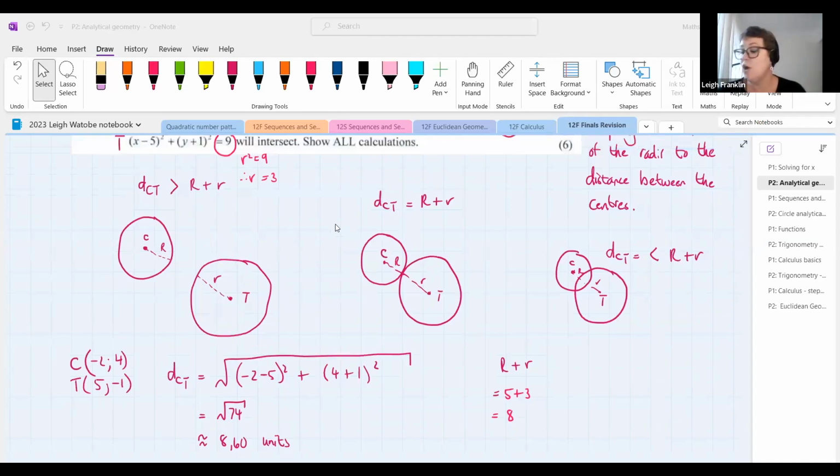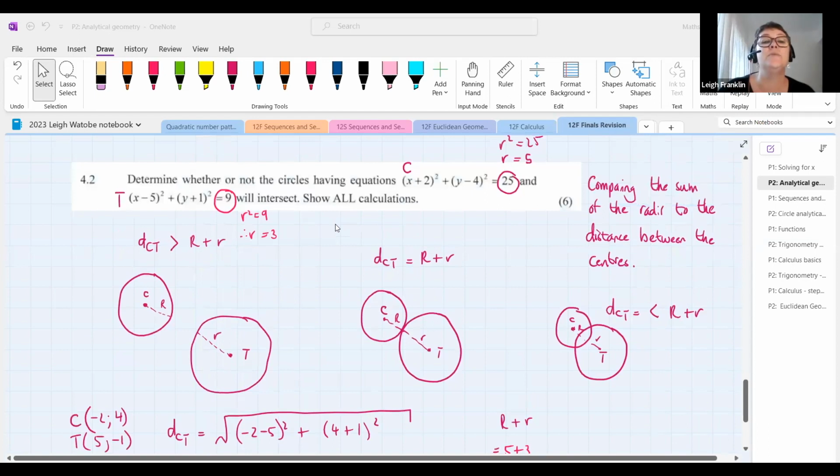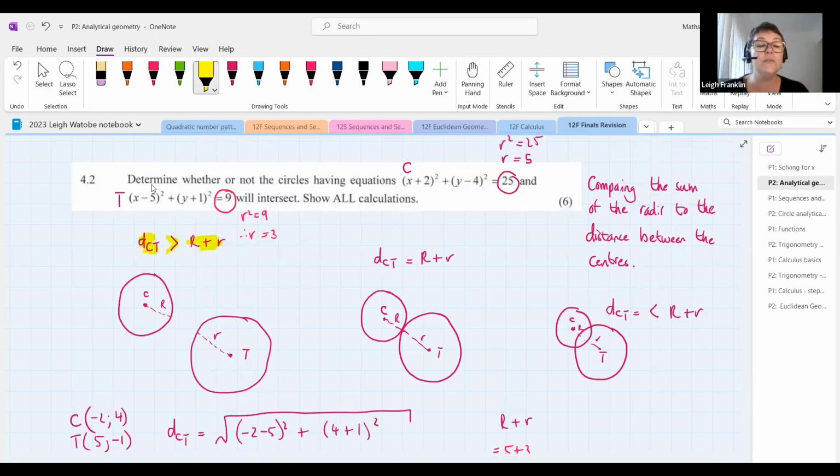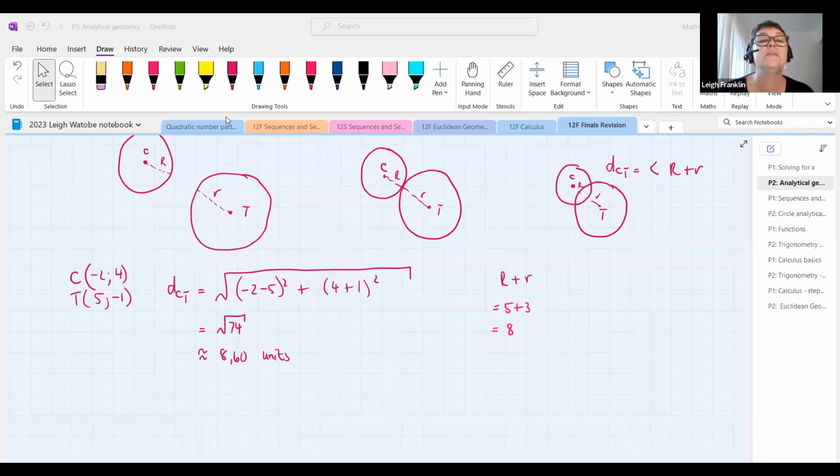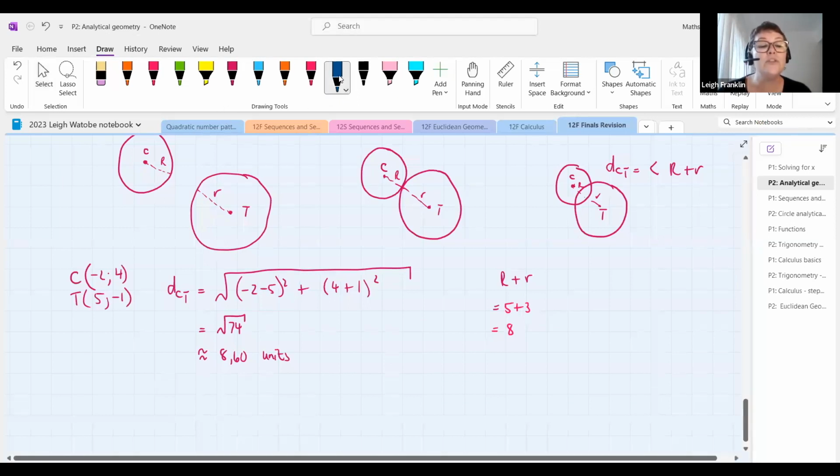Okay, so it's like the first scenario that I was describing to you. The distance between the centers is bigger than the sum of the radii because 8.6 is bigger than 8. Okay, so they don't intersect. All right, they do not touch each other. All right, so that's what we would need to say now.